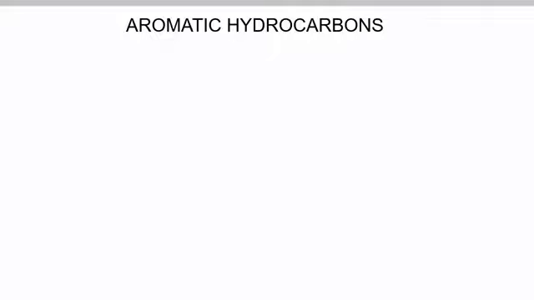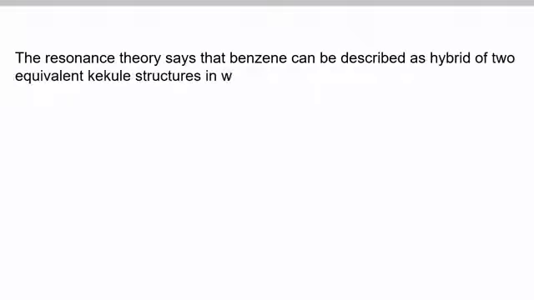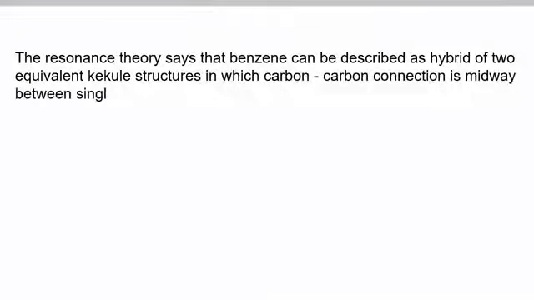Today we'll learn about aromatic hydrocarbons. So let us go ahead and consider the structure of benzene. The resonance theory says that benzene can be described as a hybrid of two equivalent chemical structures, in which each carbon-carbon connection is midway between a single and a double bond. Now, benzene cannot be represented accurately by either of these individual chemical structures.